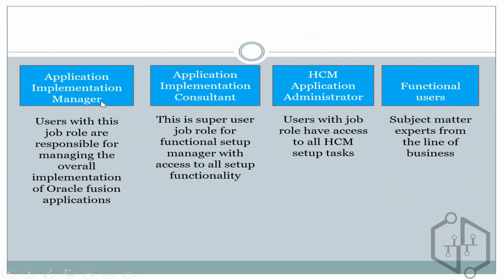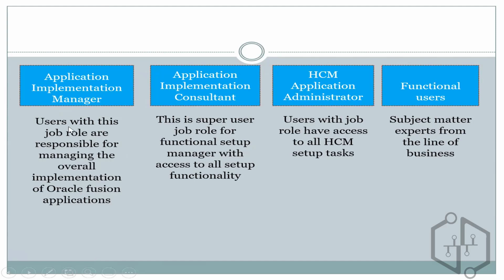So we have application implementation manager, application implementation consultant. These are all job roles, plus HCM application administrator and functional users. What are these users? The job role responsible for managing the overall implementation of Oracle Fusion application. Application implementation consultant is the super user job role, functional setup manager, with access to all setup functionality. Users with this job role have access to all HCM setup tasks, and functional users are subject matter experts from the line of business.